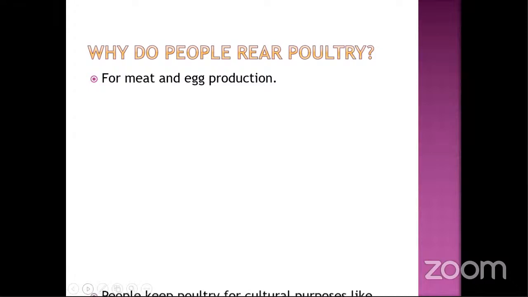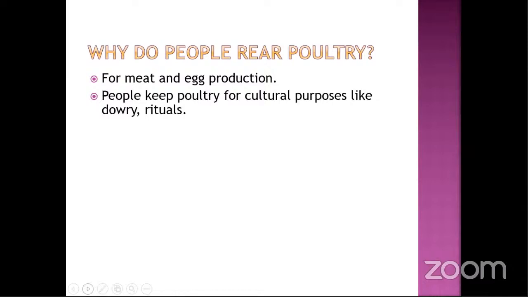Then the other point is, which we already talked about. We say that this one, I think nobody mentioned it. People keep poultry for cultural purposes. I want someone to read for us this. Akelo, read for us that point. People keep poultry for cultural purposes like dowry and rituals. Good. Like dowry and rituals. As simple as that.